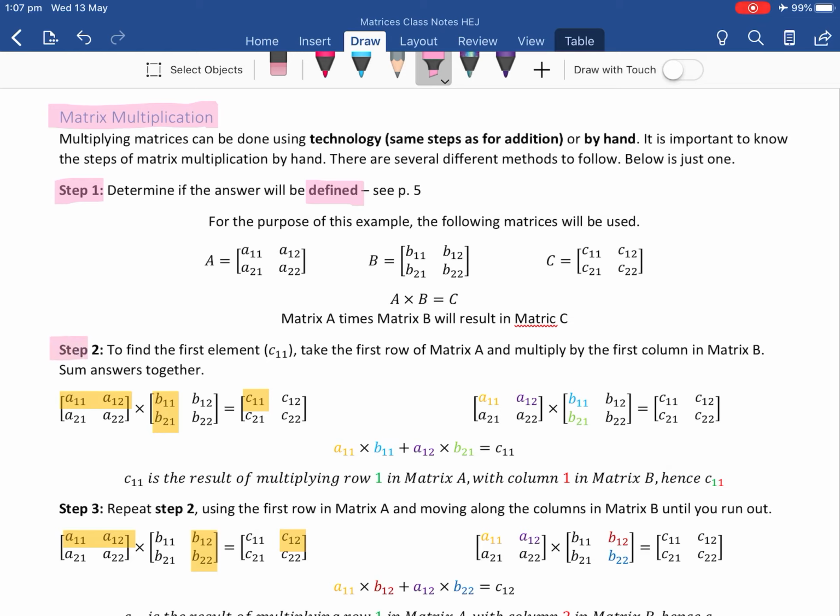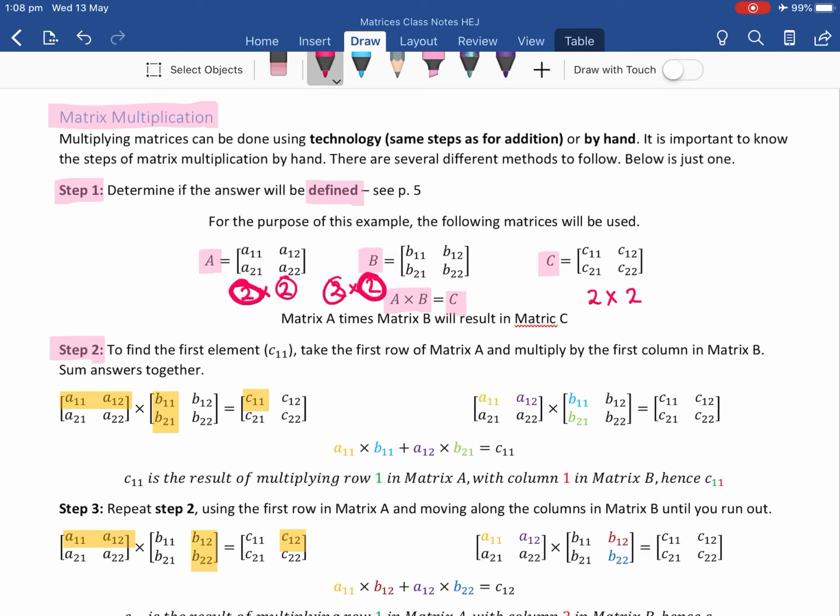Okay, step 2. Now with these examples, we're using A, B, and C. We're multiplying A times B, which will give us C. The reason we can multiply these is because of the order: A has 2 rows and 2 columns, and B has 2 rows and 2 columns. The inside numbers are the same, so we can multiply them, and the outside numbers are 2 by 2, so we know that our answer should be a 2 by 2 matrix.